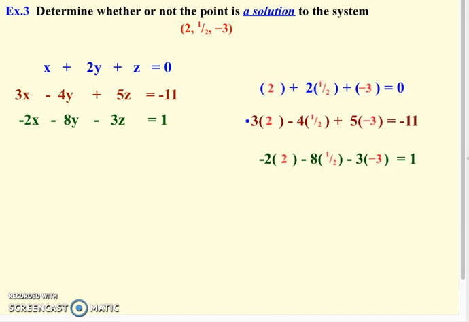So I plug those values in, and then what I'm checking is for true statements. Do I get 0, do I get -11, and do I get 1? It has to work in all 3. If it doesn't work in any one of the 3, then you're done. Now, as you go, just checking the numbers out, let's do the first one.